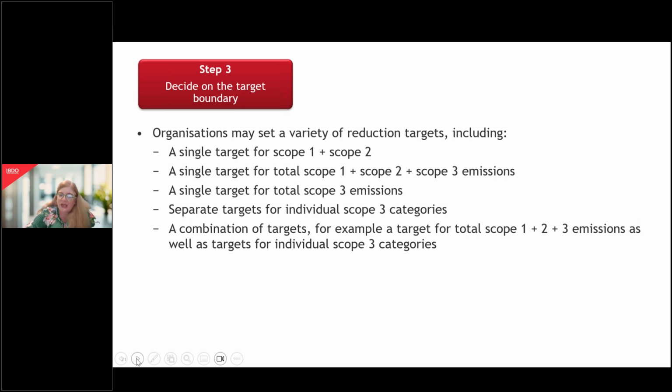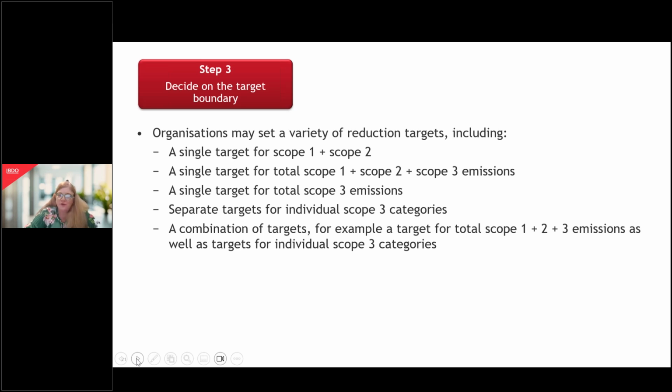So have a look at that. Do you want to be net zero across scope 1 and 2, or do you want a single target, a reduction of, let's say, 20% across all 3 scopes? Or do you just want a target for scope 3? Do you want separate targets for individual categories within scope 3? Or is it a combination of targets?